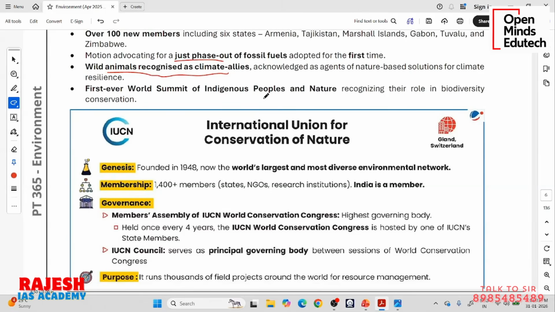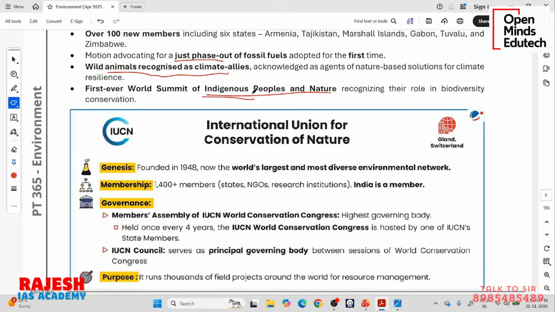First ever World Summit of Indigenous People and Nature. Who are indigenous people? Indigenous people are the native people. Like if you see the Australian Aborigines, before the white people went to Australia, there was a group of people called Aborigines of Australia, the native tribal people of Australia. Same goes for Native Americans. There are some native tribal people before the white Europeans went there.